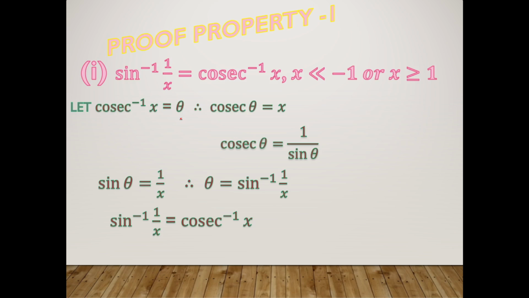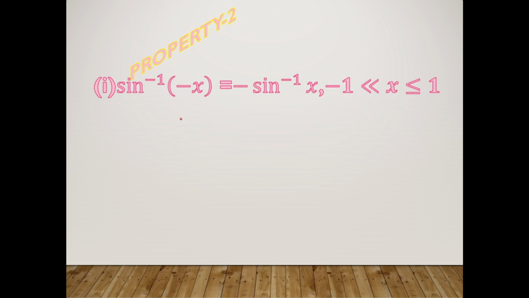Okay, so let us see what property second is, and what property second says. This is sin inverse minus x is equal to minus sin inverse x, x less equal to 1 or greater equal to minus 1. Then tan inverse minus x is equal to minus tan inverse x, x belongs to real numbers.